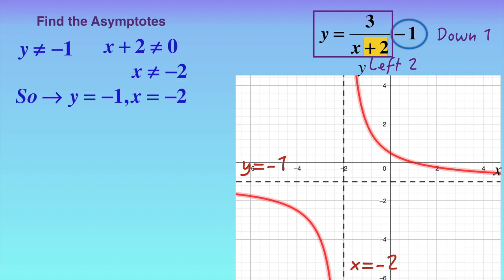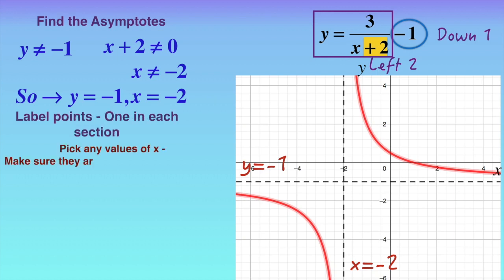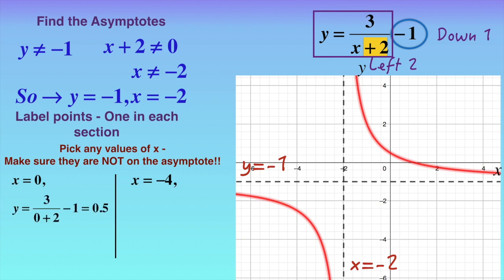Now remember, whenever you draw a hyperbola, you have to label points, one in each section. And I can pick any x values I like. But remember our last graph? I said to you that if you can pick x equals 0, you should. So this time we can, because x equals 0 is not one of our asymptotes. So I'm going to pick x equals 0 and x equals minus 4. And of course, I then have to sub those values back into the equation for y, to get the coordinates of the points.